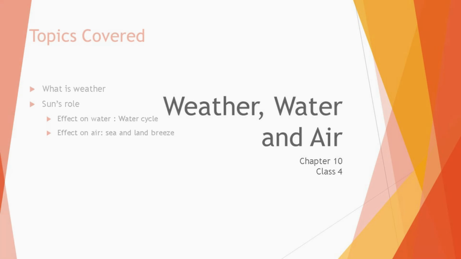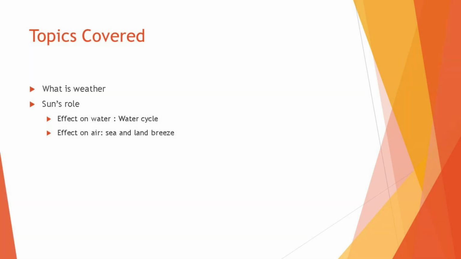Now, in this chapter, we will discuss the topics, that is what is weather and the sun's role on it, effect on water, that is water cycle, and effect on air, that is sea breeze and land breeze. This is a very small chapter. So first we will discuss what is weather.